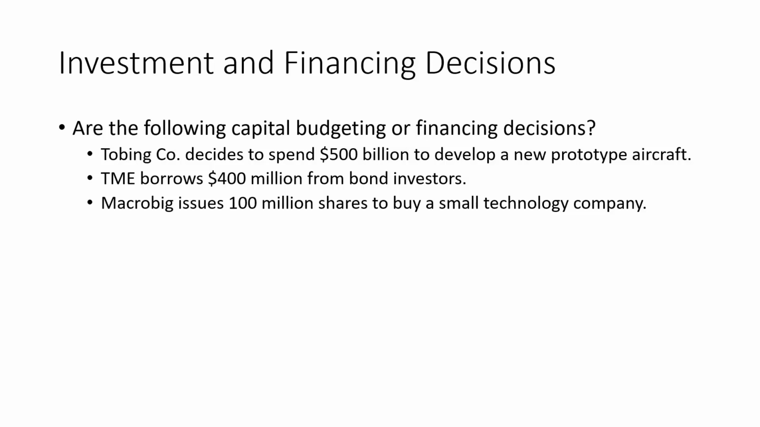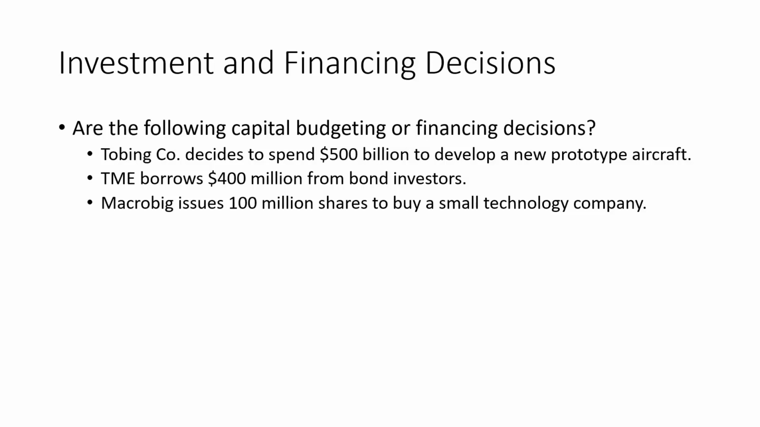So let's identify some investment and financial decisions here. A towing company decides to spend $500 billion to develop a new prototype aircraft. Now here we talk about $500 billion being invested inside the creation of designs of an aircraft. So it's an investment decision. TME borrows $400 million from bond investors. Now there's no mention of what is being done with the money. So therefore this is going to be called a financing decision.